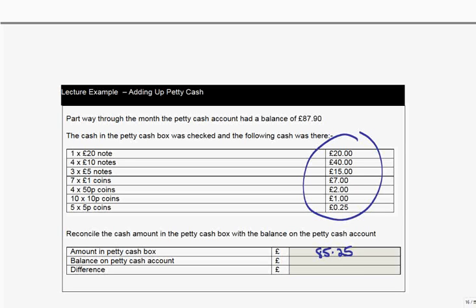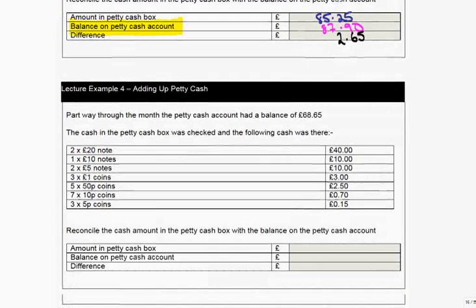So what we need to do is fill in the balance on the petty cash account. Well, the first sentence here says, partway through the month, the petty cash account had a balance of £87.90. So all we have to do there is just list out the information that the examiner would have given you in the question or the task. Then all you need to do is, as it says there, take the difference between those two. So hopefully a fairly straightforward task.